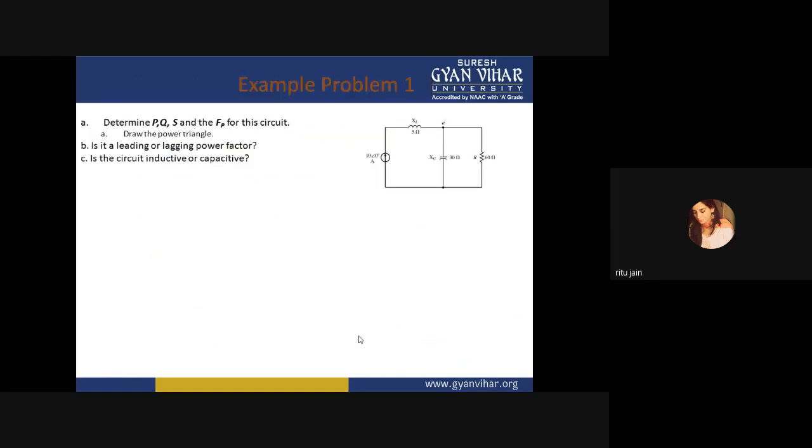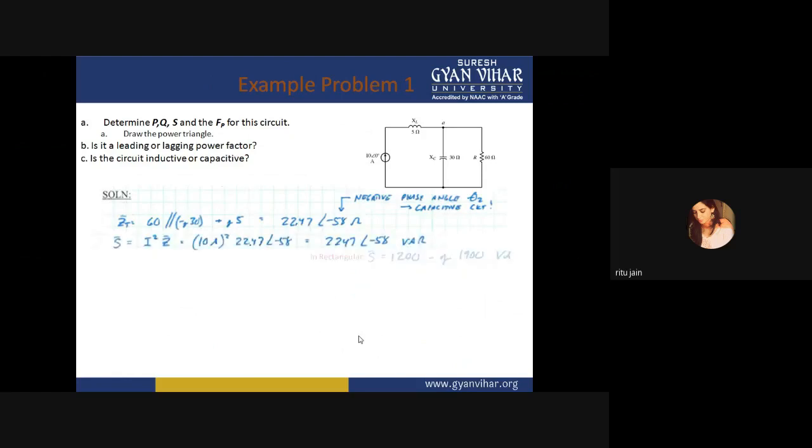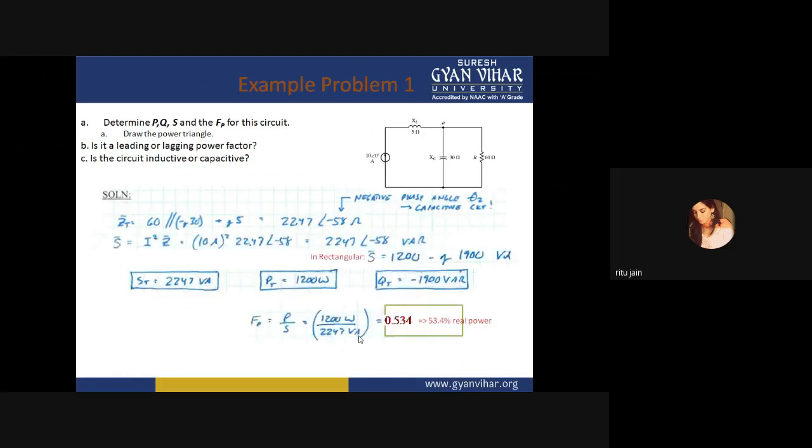Sample problems. First, we will discuss some examples by which you will be able to understand what power factor is. Determine P, Q, S, and Fp for the circuit. Draw the power triangle. Is it a leading or lagging power factor? Is the circuit inductive or capacitive? You can see this is the solution by which you can easily understand what your power factor is.